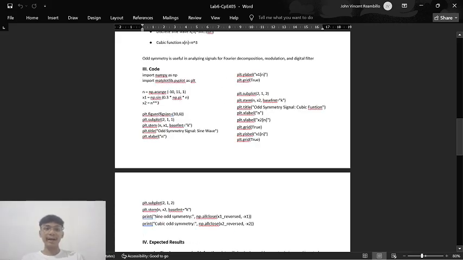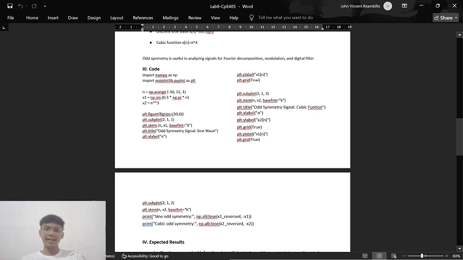In this activity, I used Python to generate two examples of odd symmetric signals, a sine wave and a cubic function. I created time samples from -10 to +10 and defined the first signal as sine of 0.3 pi n and the second signal as n cubed. After plotting both signals, I observed that they were symmetric and inverted about the origin. The sine wave oscillated smoothly above and below zero, while the cubic function curved upward on the positive side and downward on the negative side.